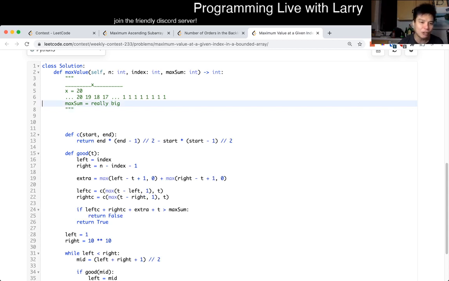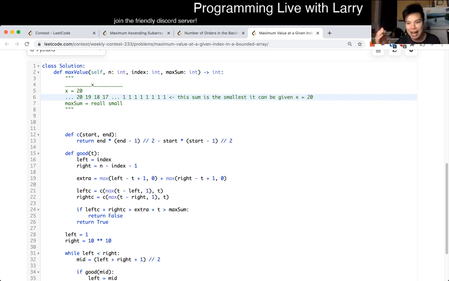And conversely though, if this number is really small compared to our max sum, then you cannot reach max sum. That's the only impossible case, because there's no wiggle room, right? You cannot decrease, every number here is set so that this sum is the smallest it can be given x is equal to 20. So that's basically the idea. And from that, you can notice that it is monotonically increasing. So it becomes binary search.